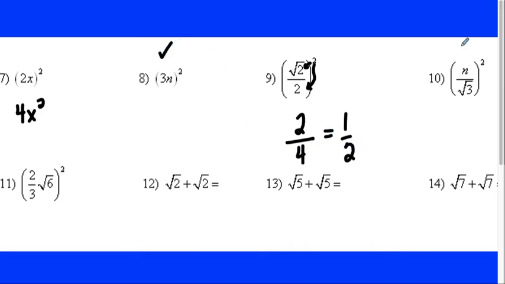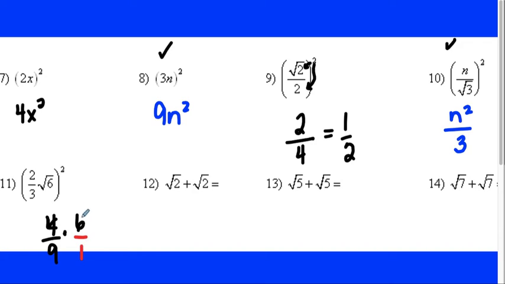So I'm going to have you try 8, 10, and 11. Take a pause and try it. All right, so you should have squared the whole quantity, so 9n squared. You should have squared the whole quantity on number 10, so n squared over 3. And on this one, we had to square the fraction and the root. So that would have given us 4 over 9 times 6. Then I would have simplified because I can simplify by 3. So 3 goes into 6 twice, 3 goes into 9 3 times, and so I would have gotten 8/3.